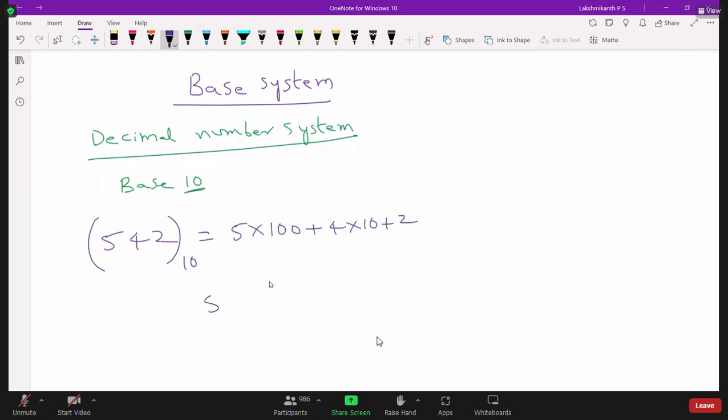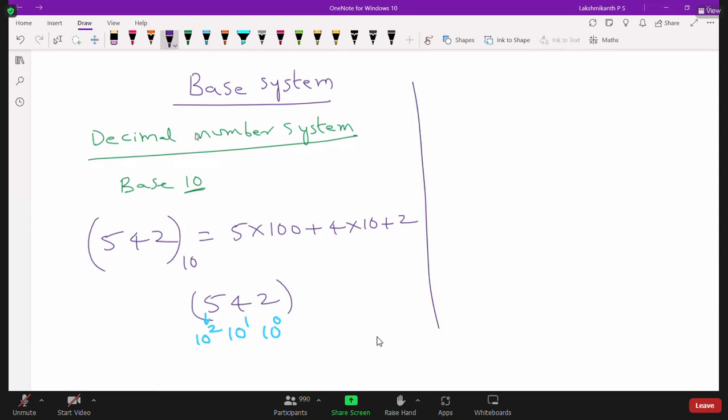When we write 542, what are the place values of this number? The digit 2 is the unit digit, 10 power 0. 4 is in the tens place, 10 power 1. And 5 is in the hundreds place, 10 square. So we write like this. You can take any number.